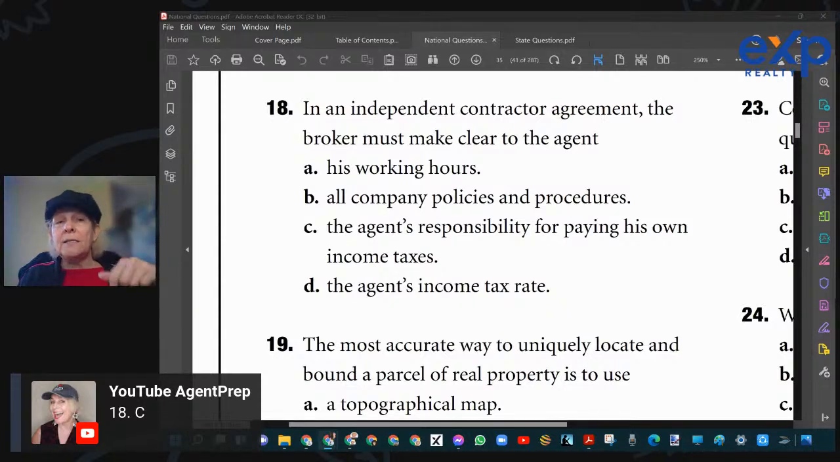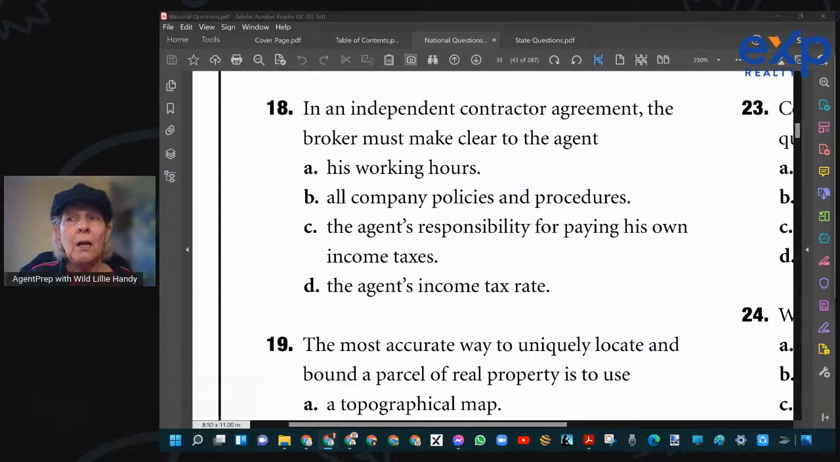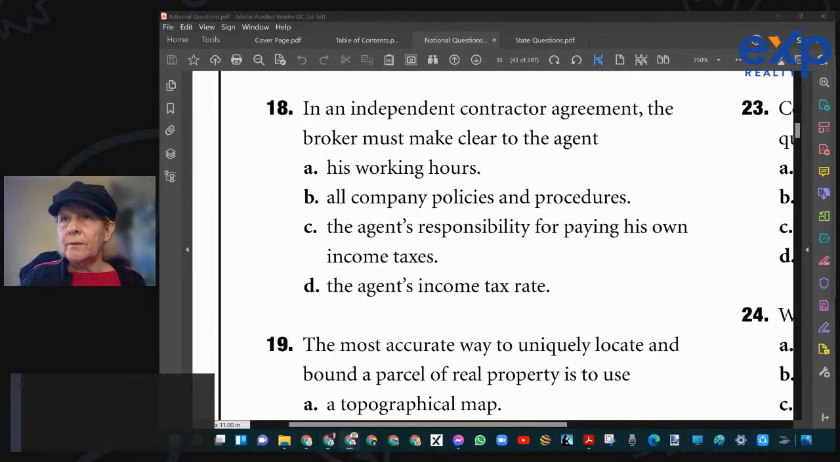We hang our license with the broker because that is required by every state in order to do real estate if we don't have our broker license yet. And it's not necessary to have a broker license when you belong to certain brokerages like mine. All right, so 18C. Very good.